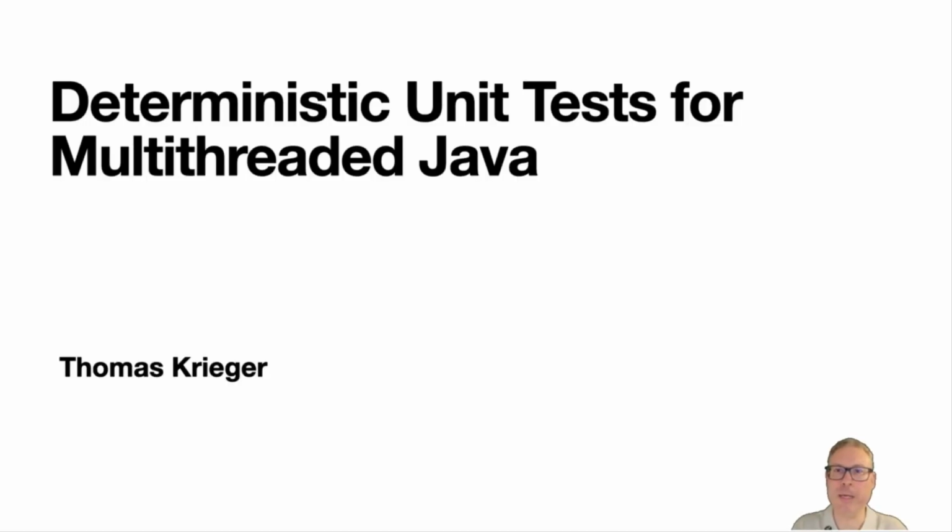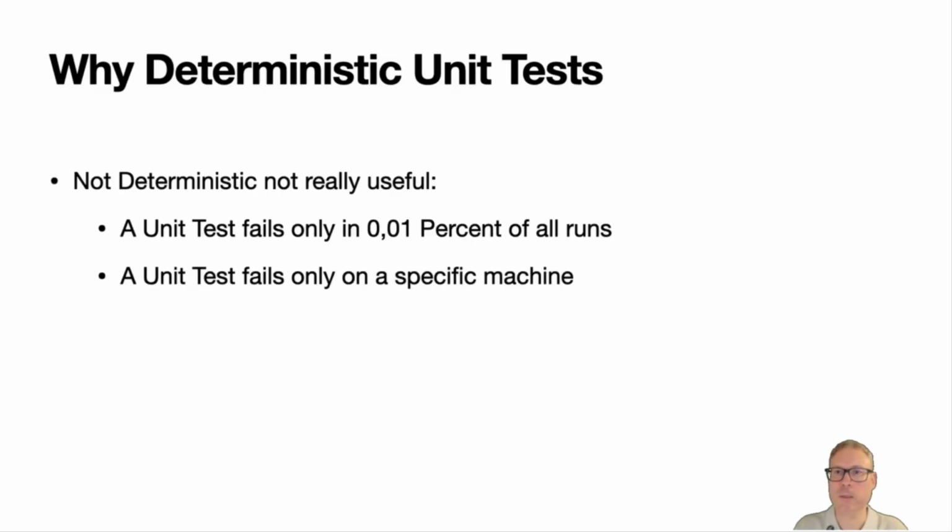Hello everybody, my name is Thomas Krieger and I want to show how to write deterministic unit tests for multi-threaded Java. Why deterministic unit tests? Non-deterministic unit tests are not really useful. A unit test which fails in 1% or in 1 milli% of all runs is not actually really useful, or a unit test which only fails on a specific machine is also not really useful. So if we say we want to write unit tests, we actually mean we want to write deterministic unit tests.